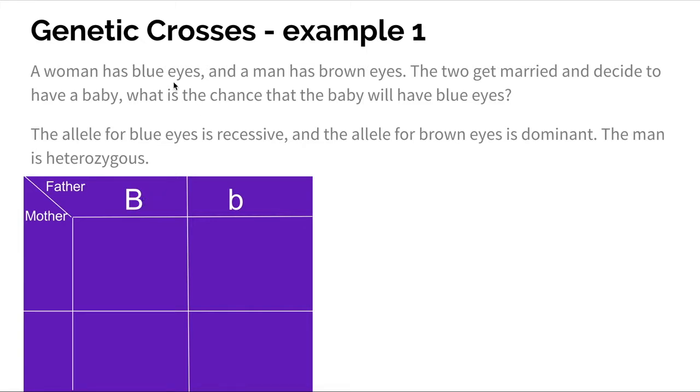Now the mother has blue eyes, and because the blue eye allele is recessive, she has to have 2 of them in order to have blue eyes. So that's her genotype. Now what about the offspring?